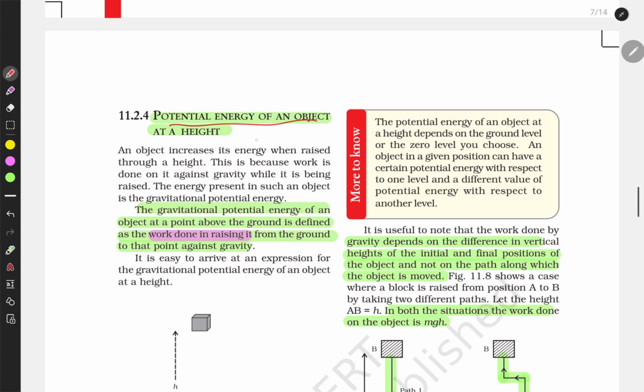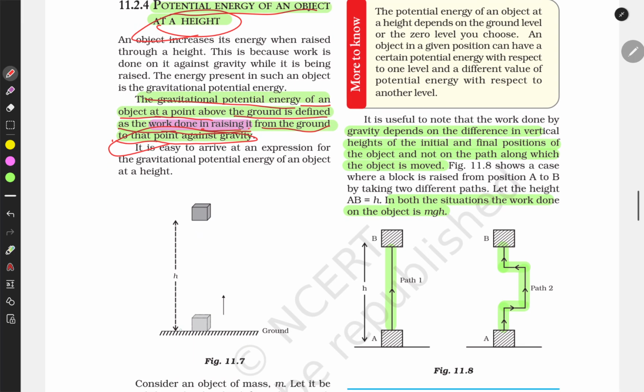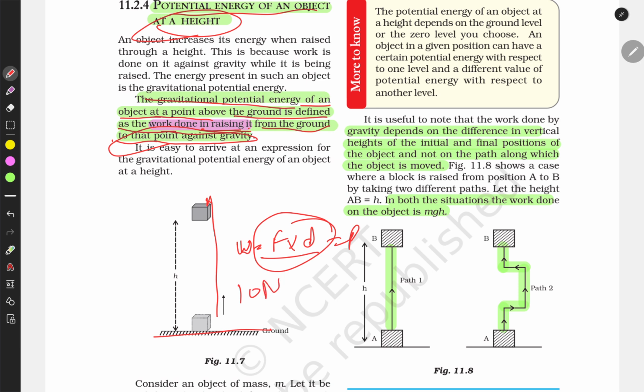Now let's discuss the potential energy of an object at a height. Gravitational potential energy of an object at a point above the ground is defined as the work done in raising it from the ground to that point against gravity. So suppose it is on the ground and we lift it; the work we do, the force and displacement we apply, is its potential energy. Suppose we applied 10 Newton of force for 1 meter, lifting it up 1 meter, and that energy will be the potential energy.